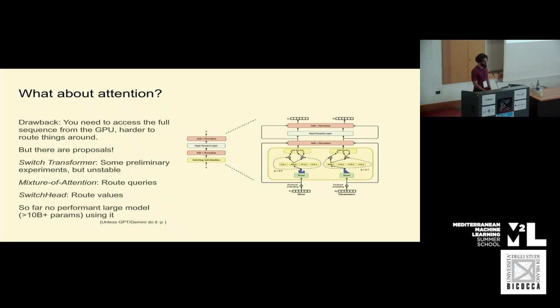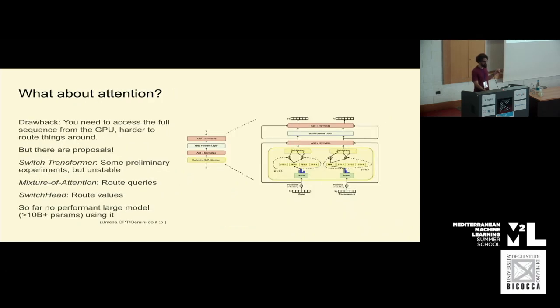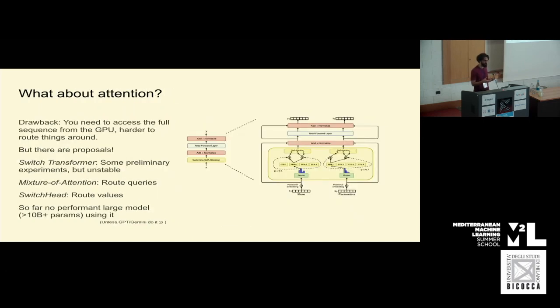But I think one caveat is that there is no large performant model that does it. At least I don't know any model that has more than, say, ten billion parameters that uses routed attention, unless GPT or Gemini do it, but they don't talk about it. So I think the best place to start is in the feed-forward layer. And I think there are also good intuitions for why it doesn't help that much on attention, right? Attention might be more about mixing than the feed-forward layer. There is this idea that the feed-forward layer is kind of a knowledge lookup. So MOEs, like mixture of experts, would kind of complement this knowledge lookup mechanism.